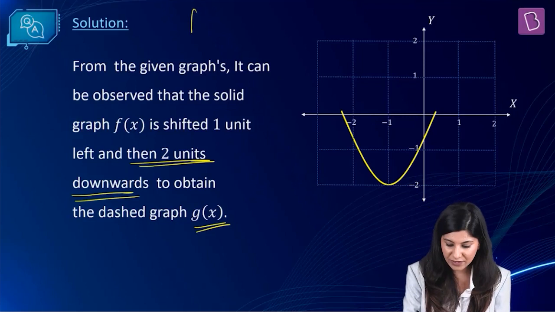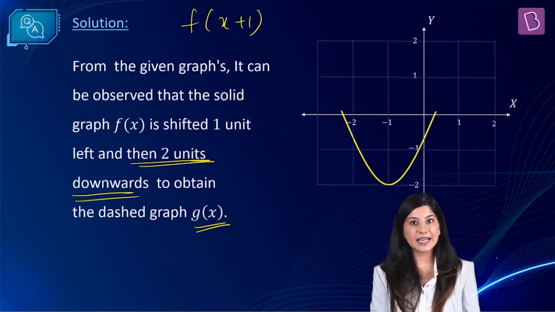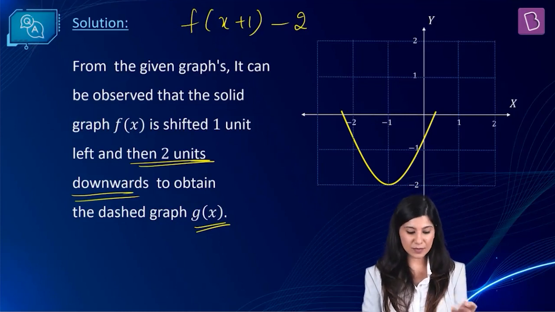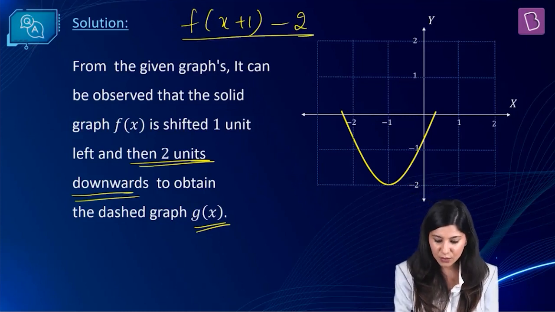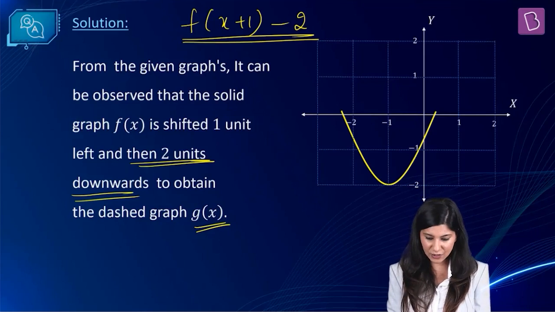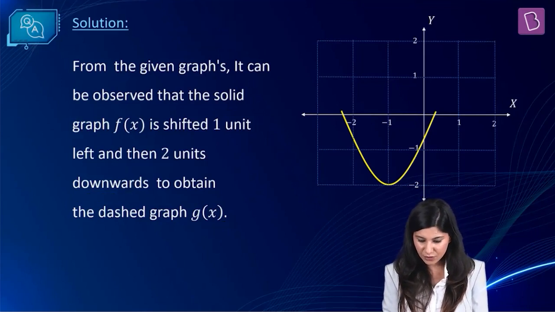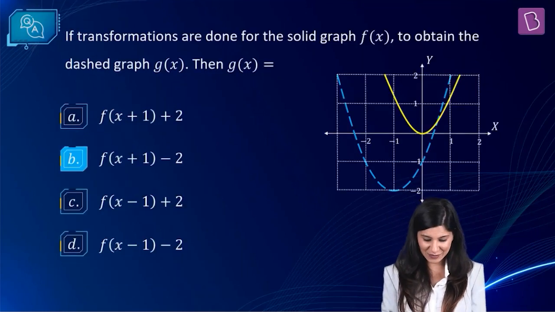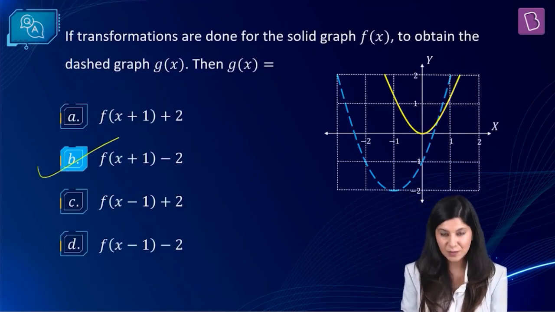So we had what? We had f of x plus 1, right? 2 units vertically downward. For that, I need to subtract a 2 from this. So finally, g of x will be equal to this one. We have got our g of x. The g of x will be equal to what? g of x will be equal to f of x plus 1 minus 2, which is exactly matching with option B, right?